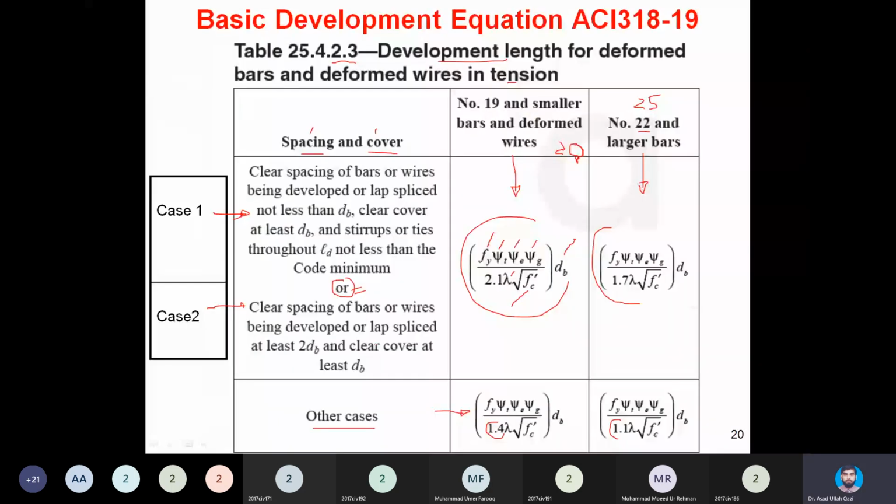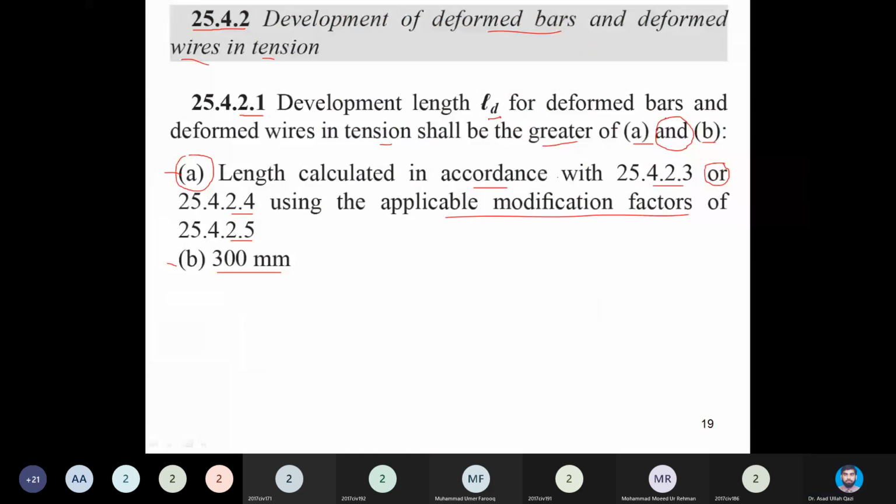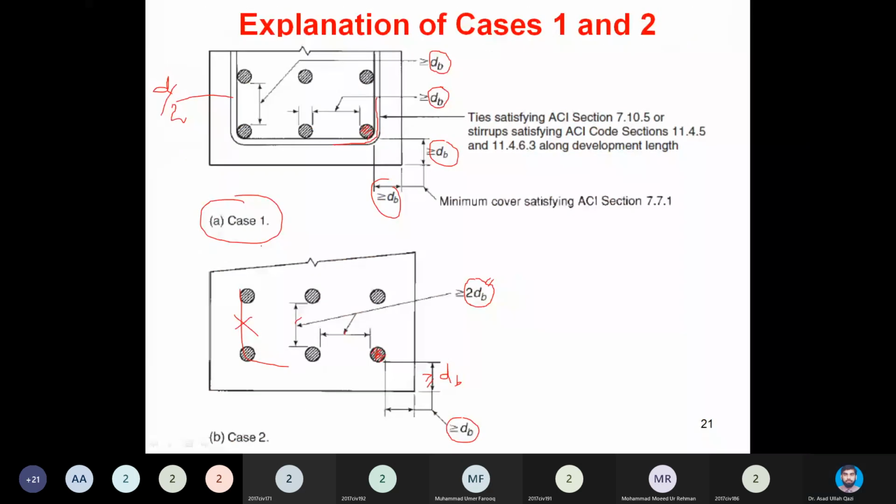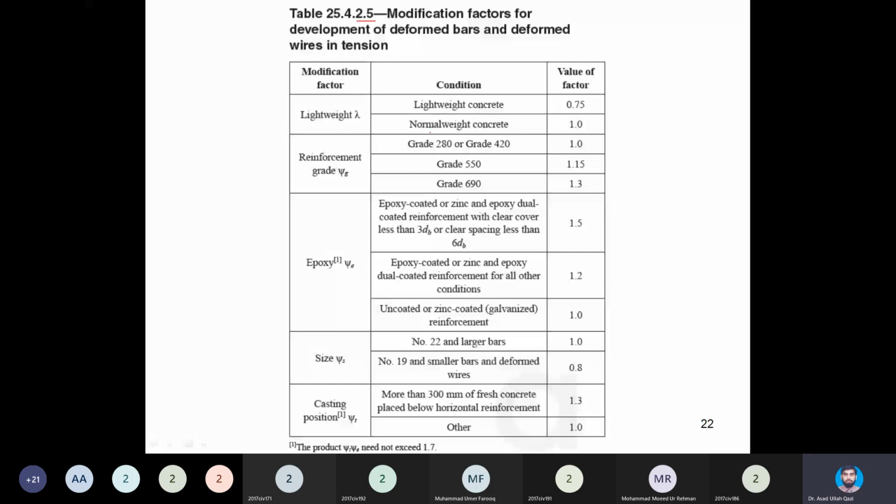If both cases are absent, then you will go for case 2. Now we want to discuss what these applicable modification factors are, which he said in 2.3 or 2.4, using the applicable modification factors given in 2.5. Now we want to discuss 2.5, where the modification factors given in the set of equations are summarized.